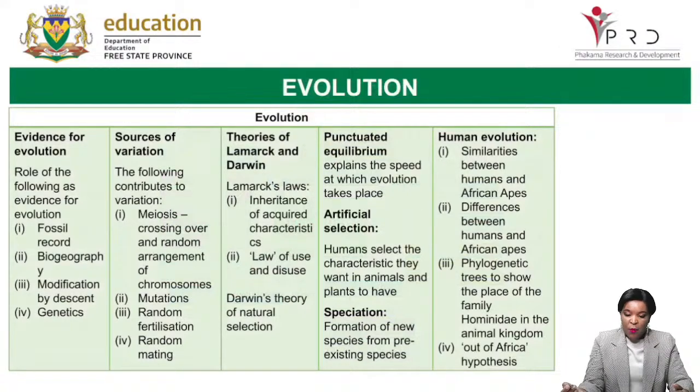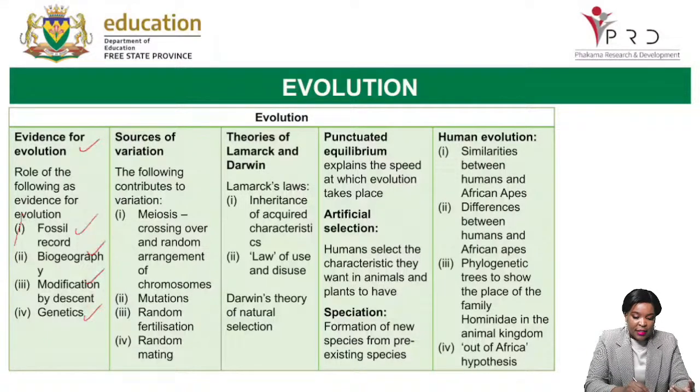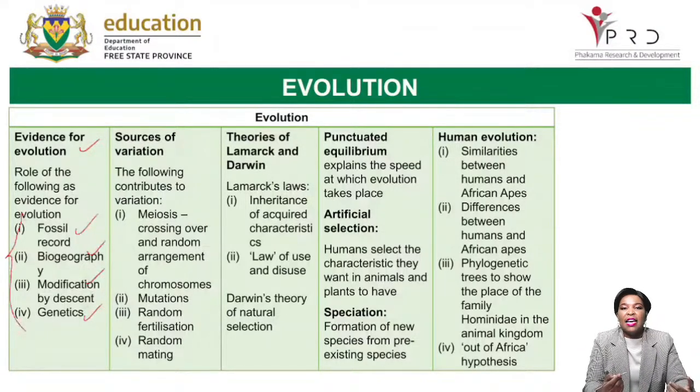Right. So when we unpack this topic, evolution, we see that from the exam guideline, we are expected to know the evidence for evolution. What is that evidence that scientists use to support the theory of evolution? Then you will look at the role of the fossil records, biogeography, modification by descent. This is where you are looking at the homologous structures, and genetics. So all of these are the things that the scientists use to support their theory of evolution. They don't just wake up and make a theory. They have things that they use to support their theory.